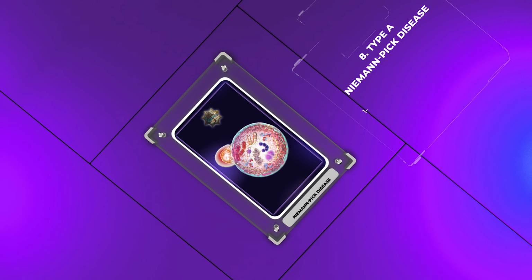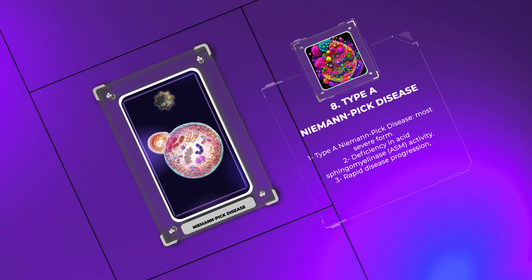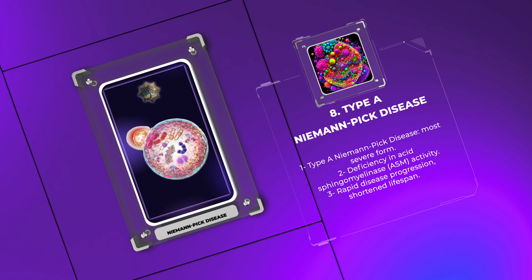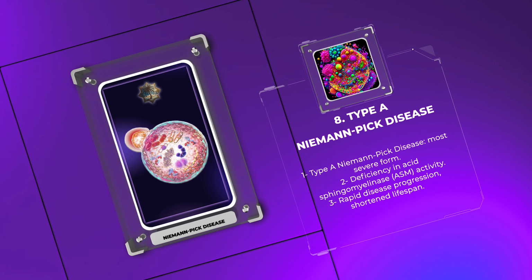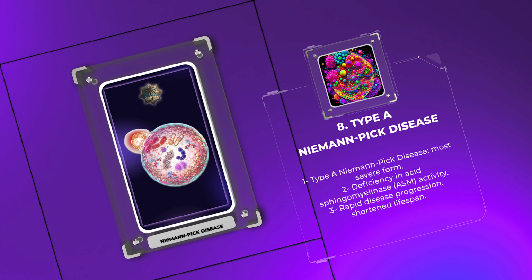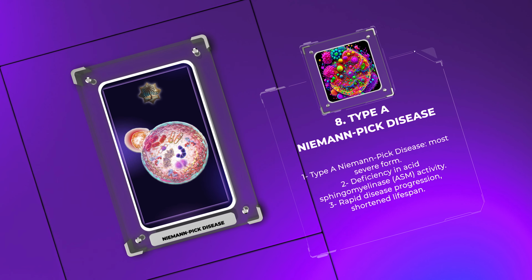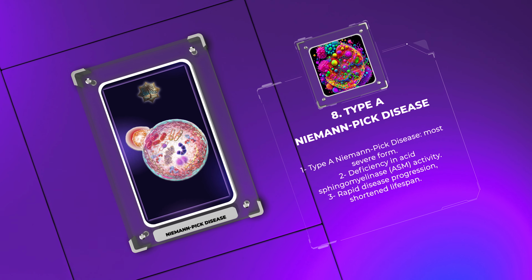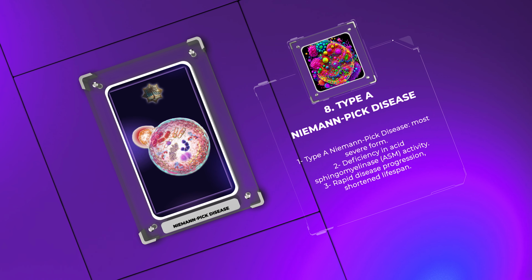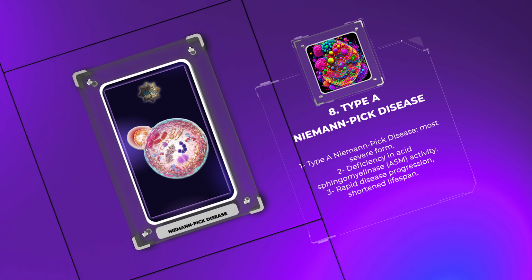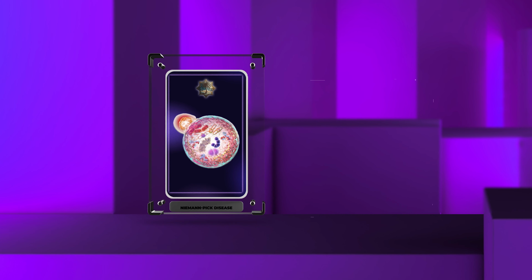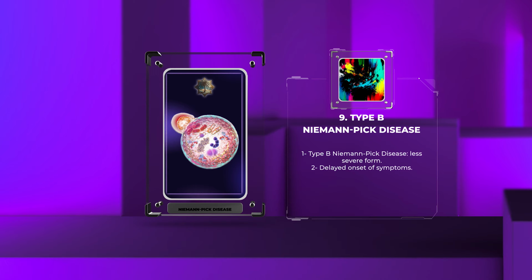Type A Niemann-Pick disease is the most severe form of the condition. It is characterized by a deficiency in the activity of acid sphingomyelinase, ASM, an enzyme that breaks down sphingomyelin, a specific type of lipid. The absence or impaired function of ASM leads to the accumulation of sphingomyelin within cells, particularly in the central nervous system. Type A Niemann-Pick disease typically presents in infancy or early childhood and is associated with rapid disease progression and a shortened lifespan.